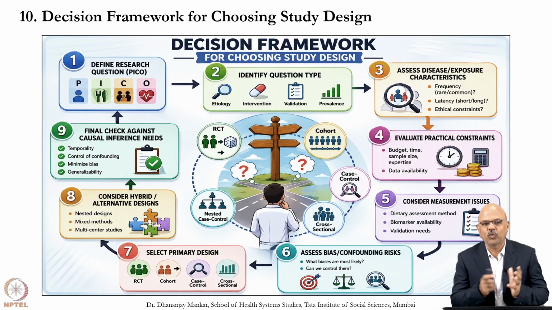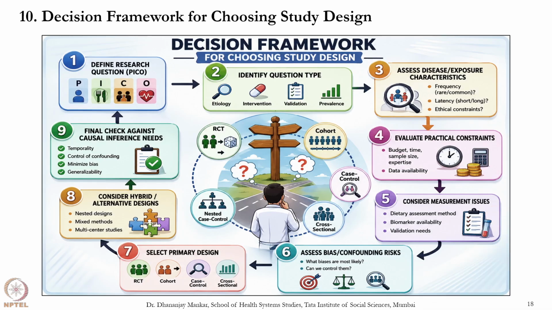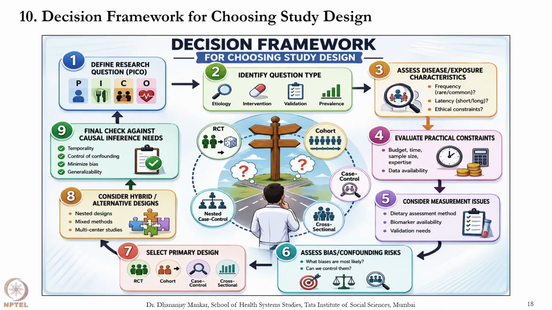Decision framework: while choosing, you have to take all the 9 steps. Define your research question, identify your question type particularly based on etiology, intervention, validation, prevalence, assess the disease exposure characteristic, evaluate the practical constraints, consider measurement issues, assess the bias and confounding risk, select a primary design. You can take it at the first level, don't be in a rush actually. Consider hybrid or alternative designs also to be nested in, and then finally you check against the causal inference need, what you have to do next.